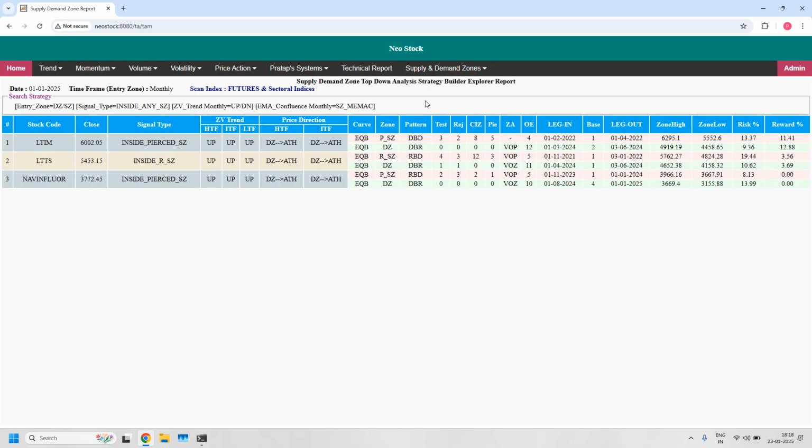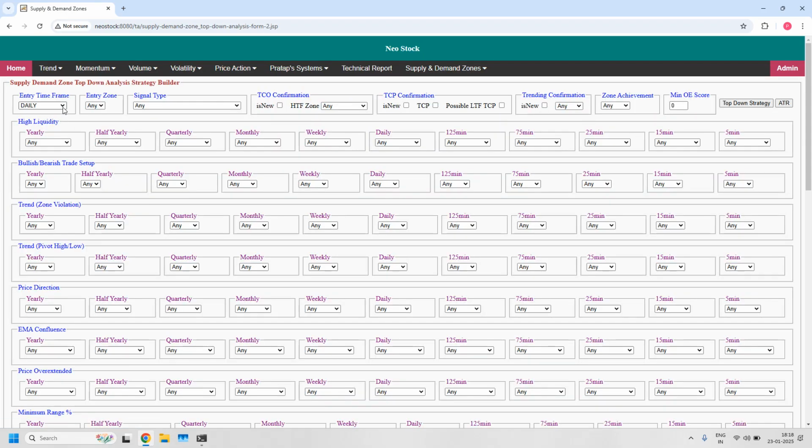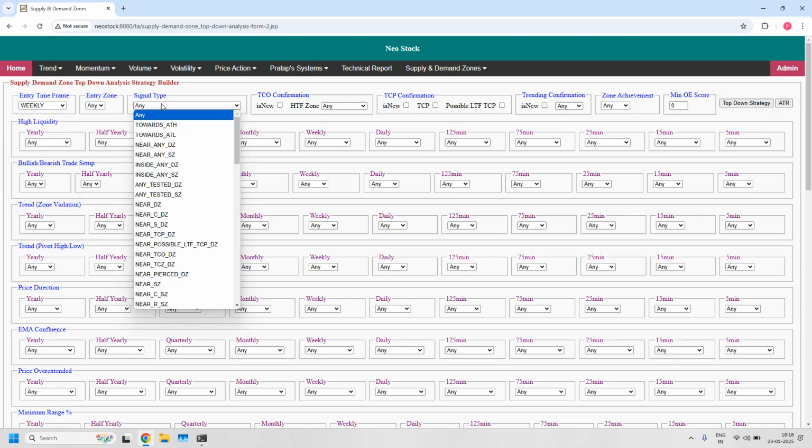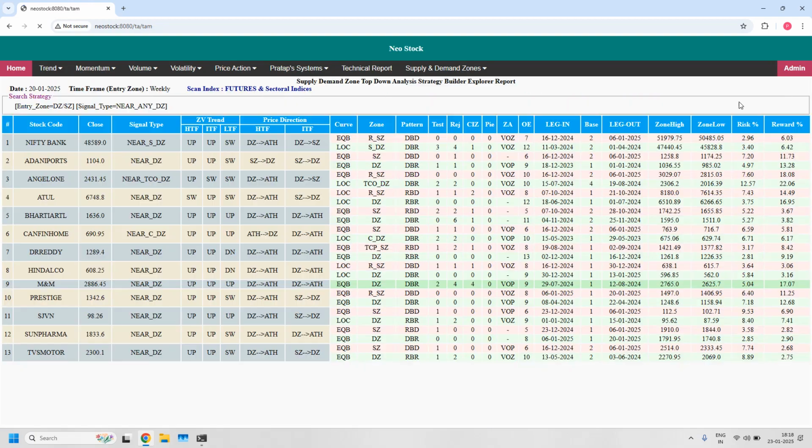Okay, next time frame is weekly. Stocks near weekly demand zone. 13 stocks are filtered.